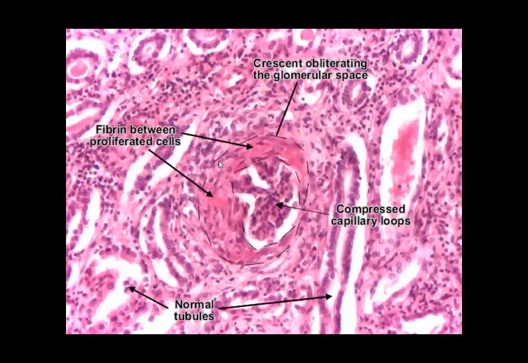This is a beautiful crescent, right? And it has compressed the capillary loops, and long strands, I told you, long strands, they are fibrin. Actually, whenever we want to show you fibrin, long thread-like strands are made into that area. Crescents obliterating the glomerular space, right? These are normal tubules.